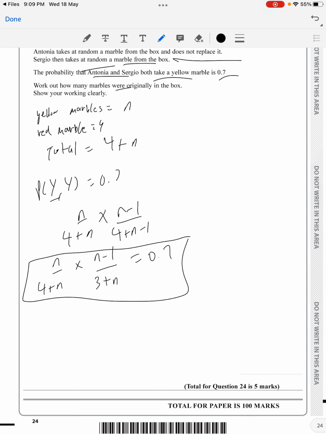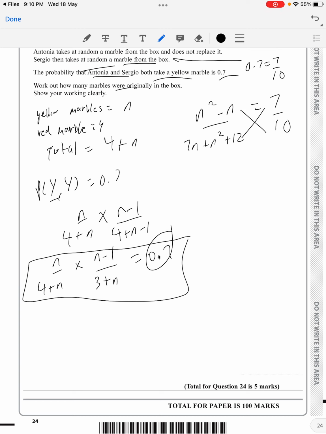The reason this conditioning is important is that the probability of taking yellow and yellow is 0.7, right? Now once you cross multiply these values, you should be getting approximately n squared minus n divided by n squared plus 7n plus 12 is equal to 7 by 10. That is, 0.7 is equal to 7 by 10. That's a nice way of doing algebraic fractions. Then multiply that, and you should be getting about 3n squared minus 59n minus 84 is equal to 0.